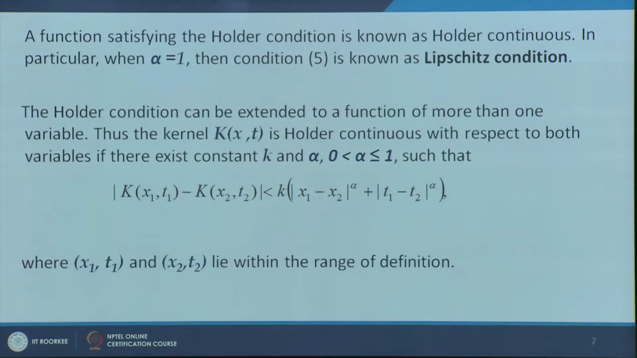The Holder condition can also be extended to the case of functions of more than one variable. For example, if you take the kernel k(x,t) in the integral equation, then the kernel k(x,t) is Holder continuous with respect to both the variables x and t if we can find constants k and alpha, again 0 less than alpha less than or equal to 1, such that mod of k(x1,t1) minus k(x2,t2) is less than k times mod of x1 minus x2 to the power alpha plus mod of t1 minus t2 to the power alpha, where (x1,t1) and (x2,t2) are in the range of integration of k(x,t).